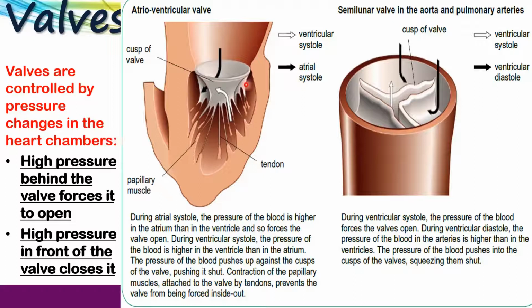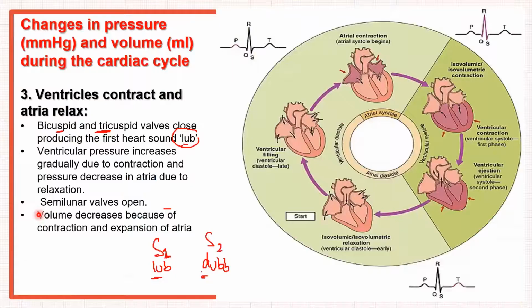You have to remember it by what is happening behind the valve and what is happening in front of the valve. So high pressure behind the valve forces it to open. Understand it like this: as the atria contract, the volume decreases, but at the same time the pressure increases. So there is pressure here, and this is the atrioventricular valve.